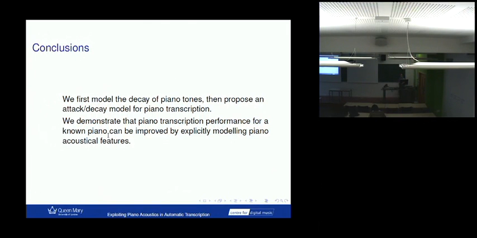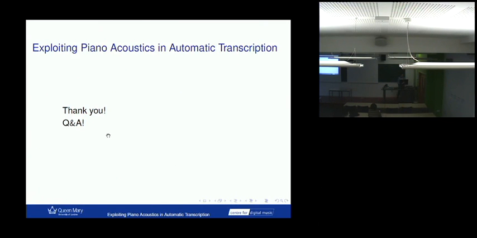In today's work, I introduced 2 main chapters of my thesis work. First, modeling the decay of piano tones, then proposing an attack-decay model for piano transcription. We show that piano transcription performance can be improved by explicitly modeling piano acoustic features. Okay, thank you.